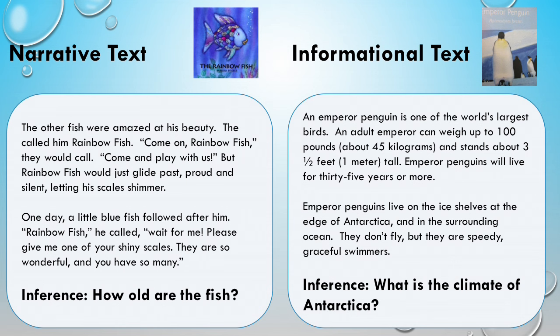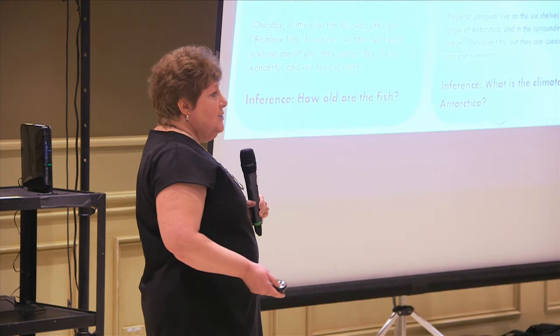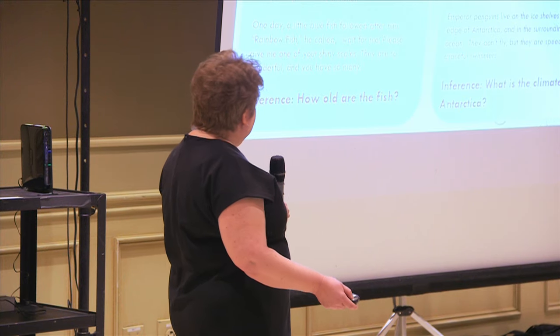Informational text also requires some inferencing. It never explicitly states what the climate of Antarctica is. But if you read along, you realize that emperor penguins live on ice shelves. That's the inferencing piece there. So inferencing is required for both kinds of text.